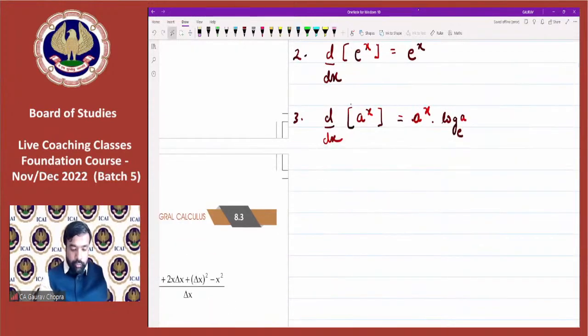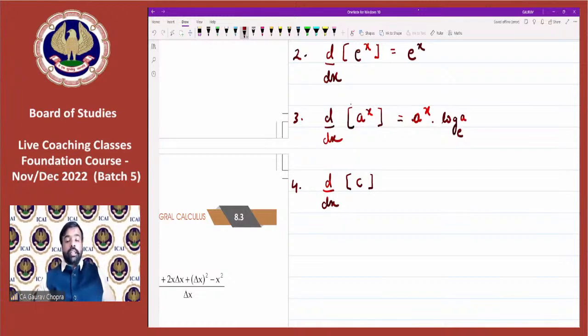Now, the fourth formula, d by dx of any constant. Let's say c is any constant. So whenever any constant is there, the derivative of a constant is always equal to 0.